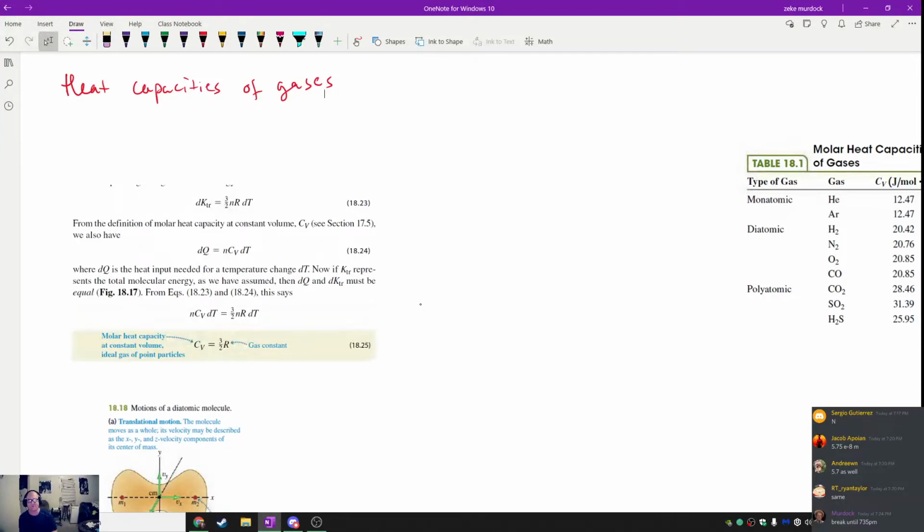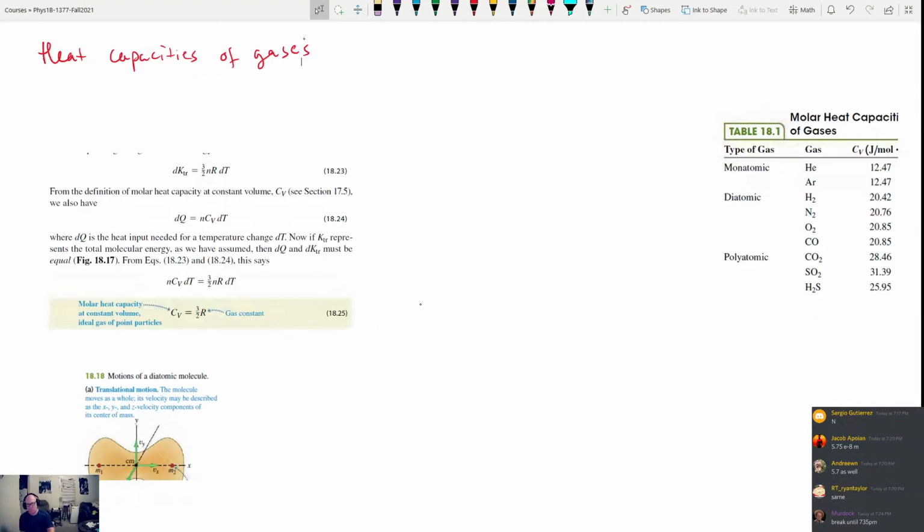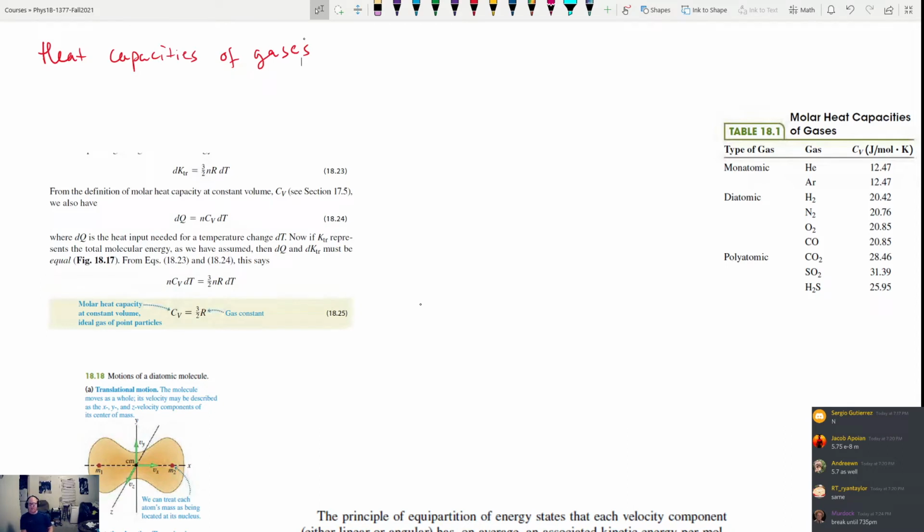All right, this is the second hour of Physics 1B for October 20th, and we're now going to be talking about the heat capacities of gases. Now, in order to do this, we're going to have to think back to some things that we've learned in the past and combine them together.